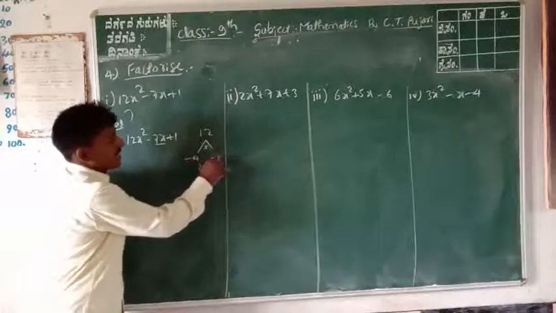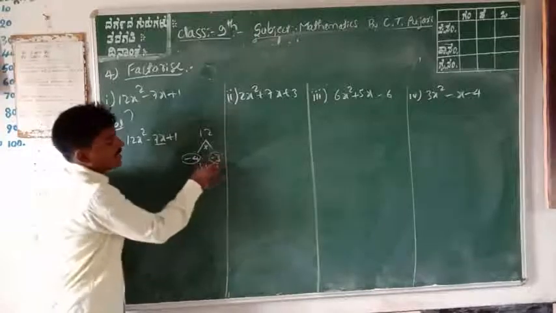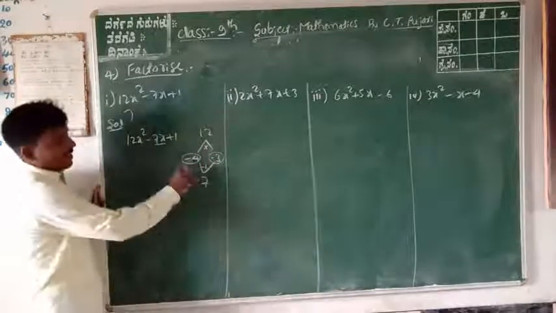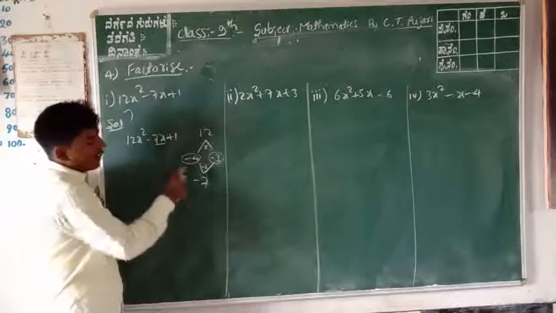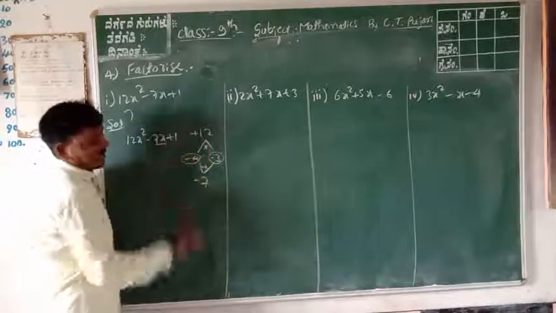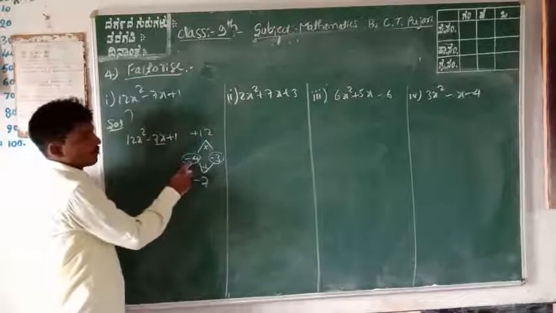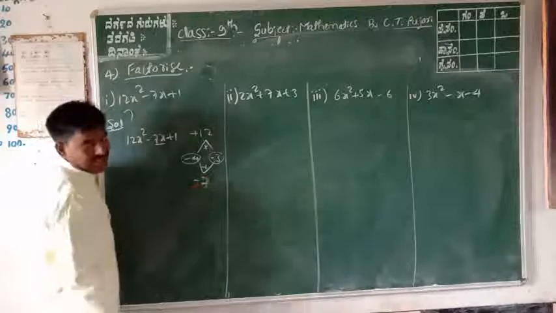Minus 4 and minus 3. I can select the two numbers, minus 4 and minus 3. Multiplication of these two numbers: minus into minus is plus, 4 threes are 12. In the middle term, what is there? Minus 7. Minus 4 minus 3 is again minus 7.